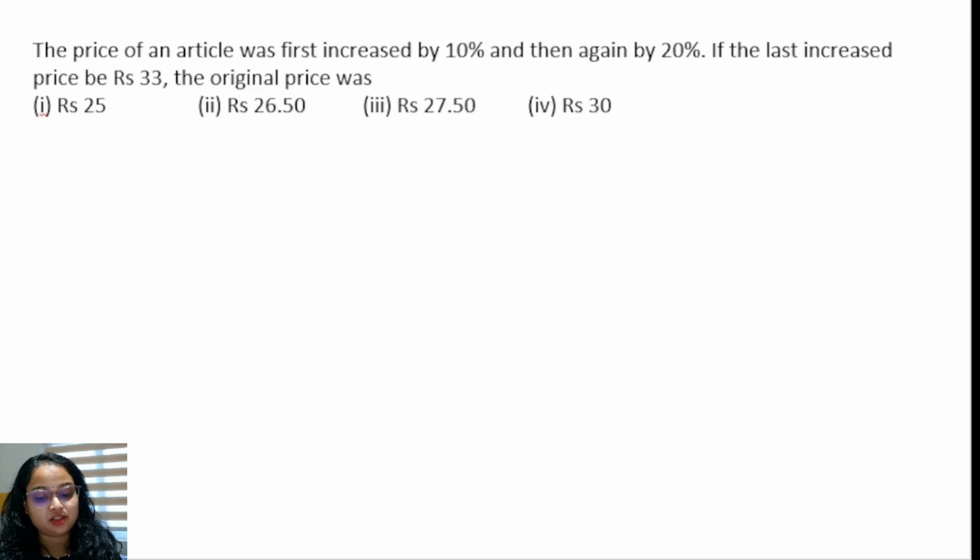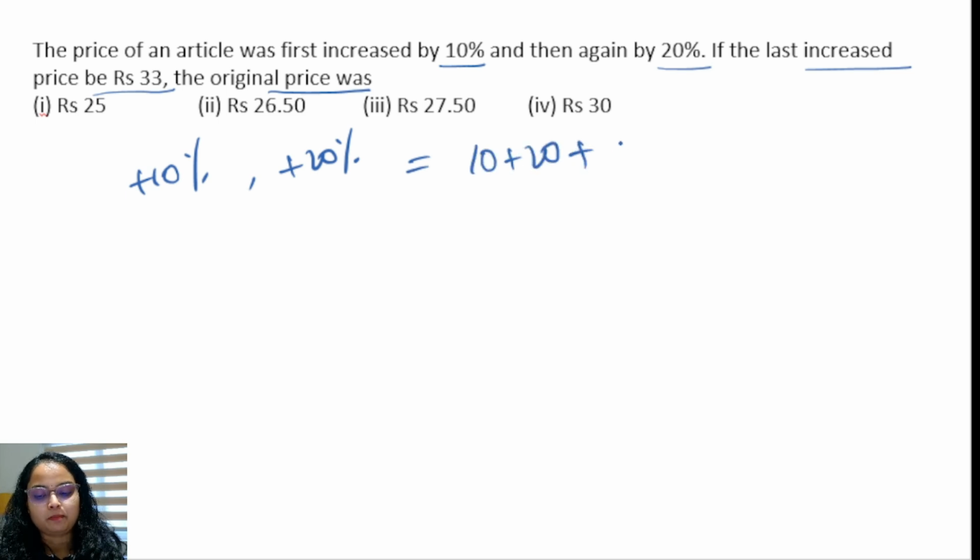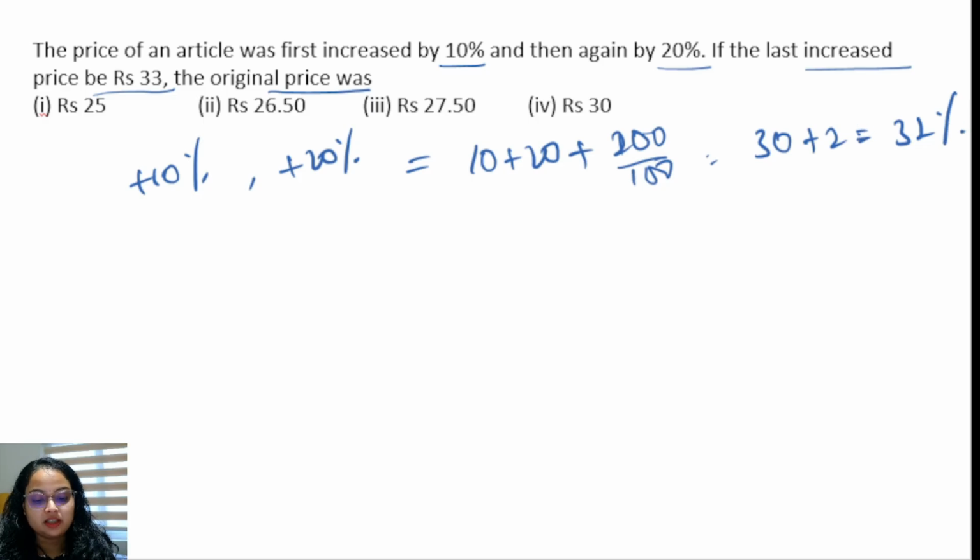Next one, the price of an article was first increased by 10% and then again by 20%. If the last increased price be 33 rupees, then the original price was what? See, it is first a 10% increase and then again plus 20%. So it is 10 plus 20 plus 10 into 20 divided by 100, it is 30 plus 2, it is 32% increase. So the final increased price is 132. So here 132 is equal to 33 rupees.